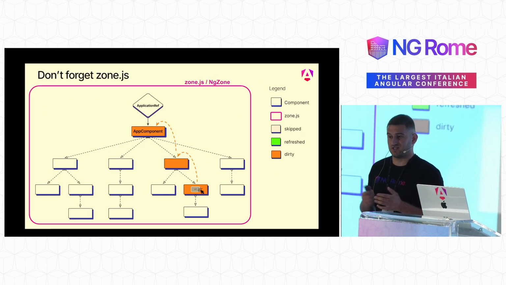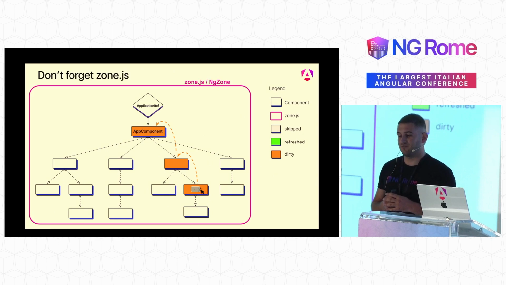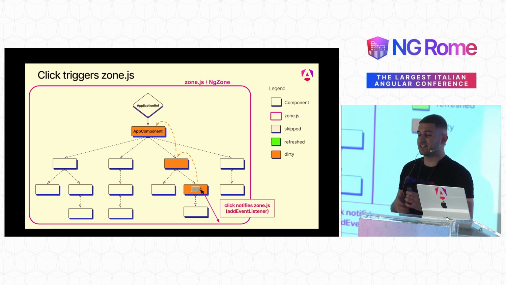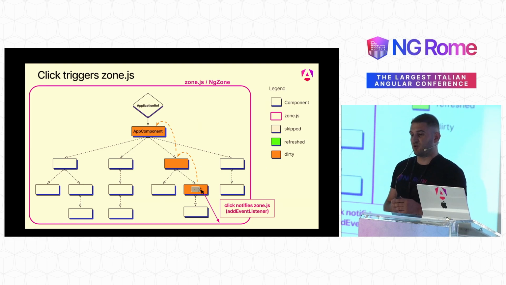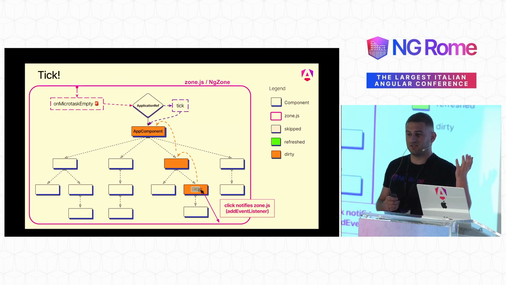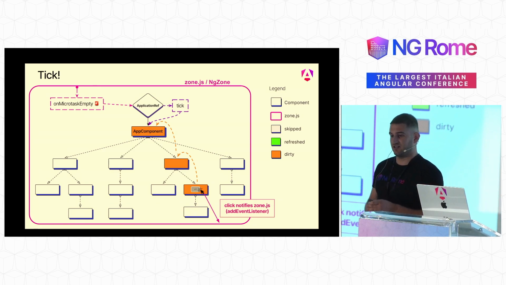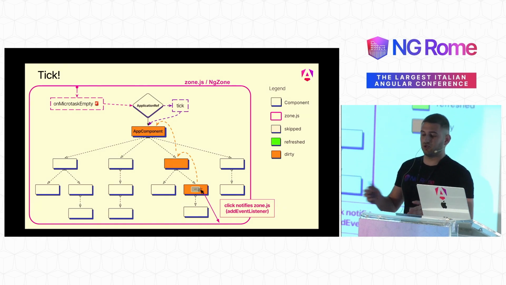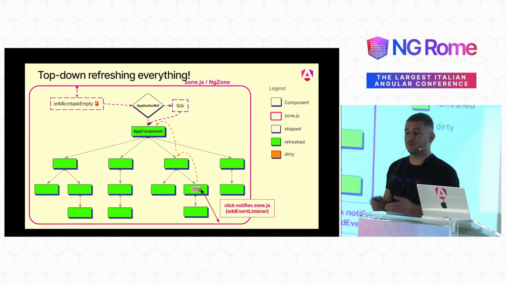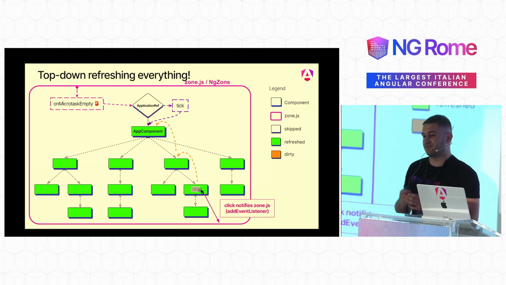Then we have Zone.js. We shouldn't forget about that. Because Zone.js is notified by the click, since it uses addEventListener under the hood, the moment that finishes, the microtask queue will be empty. So the microtask empty observable will emit, and it will call tick. The moment that it calls tick, it will go to the app component, and we refresh the whole tree. So we have top-down refreshing again.